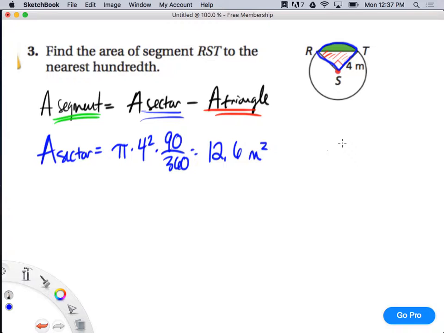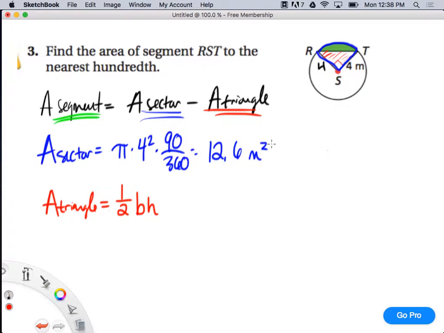But in order to find the segment, I have to find the area of the triangle and subtract it, right? But look, if this is 90 degrees, that's 4. What do I know about that side right there? That's also 4, right? Because they're both radii. So if that's 4 and that's 4, then what's the area of that triangle? What's the area of a triangle, the formula? It's 1/2 base times height.